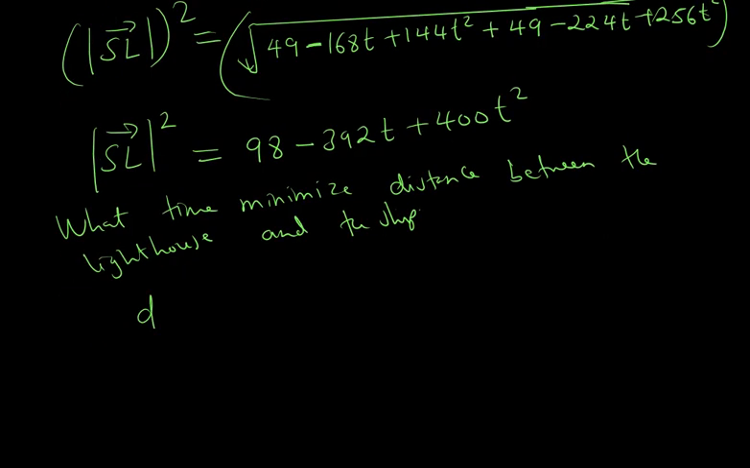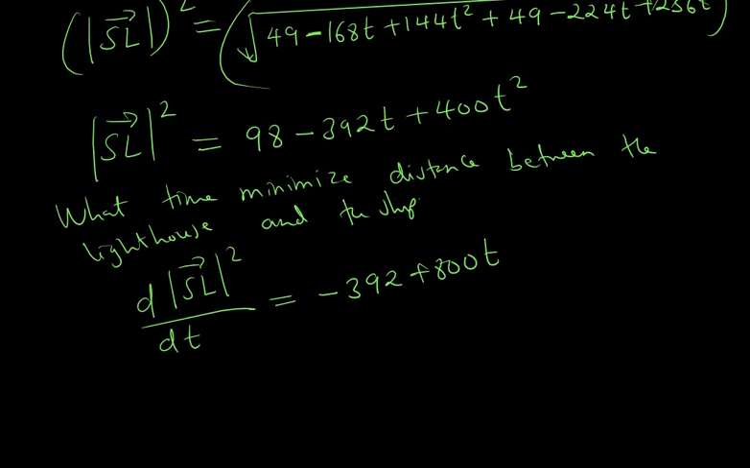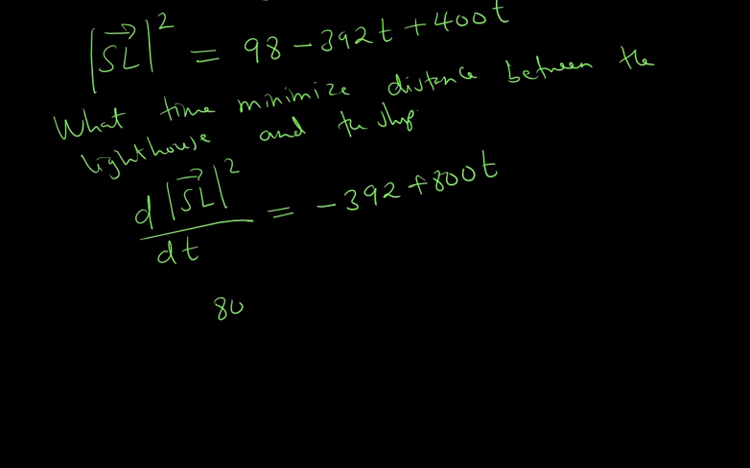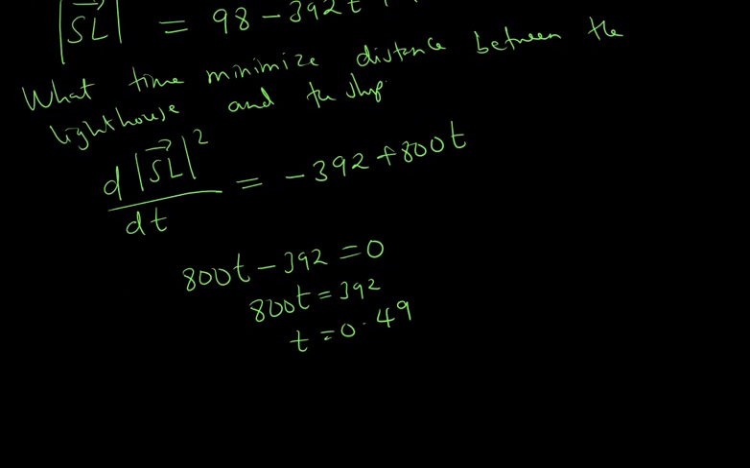So d(SL squared) divided by dt is going to give you negative 392 plus 800t. Now equating this to 0, we have 800t minus 392 equals 0, and therefore 800t equals 392. This gives us t equals 0.49. So this is the time that's going to minimize the distance between the lighthouse and the ship.